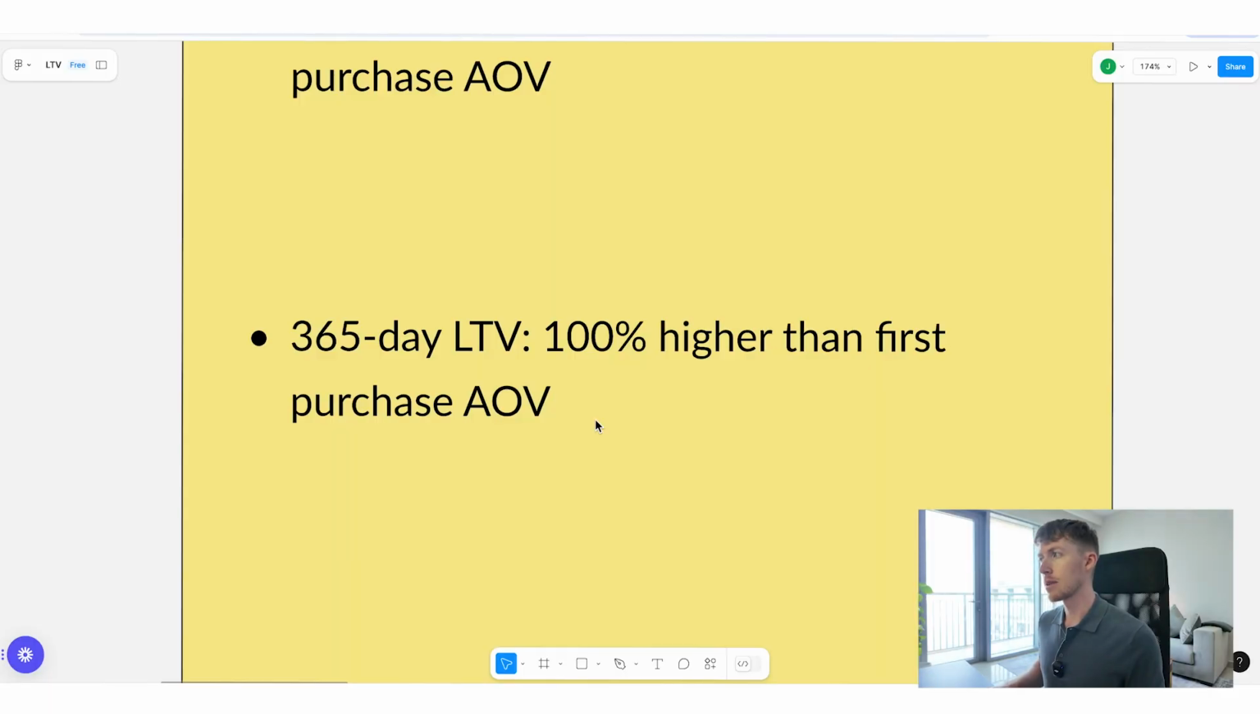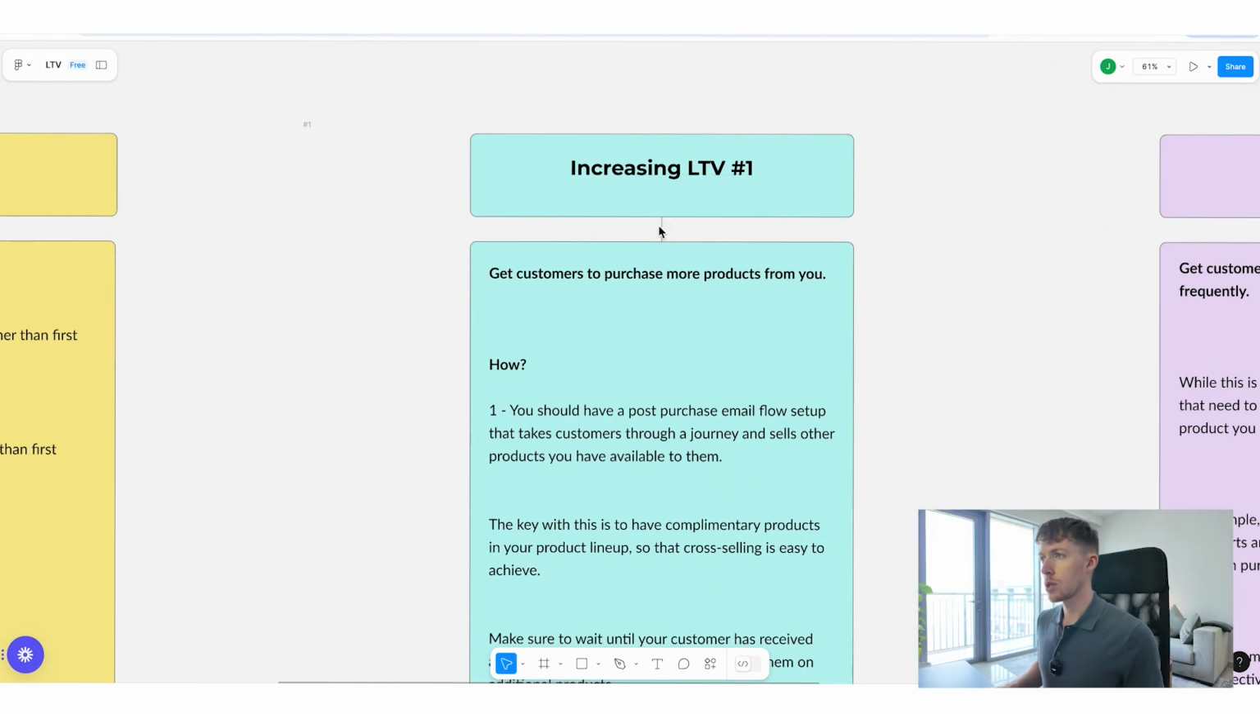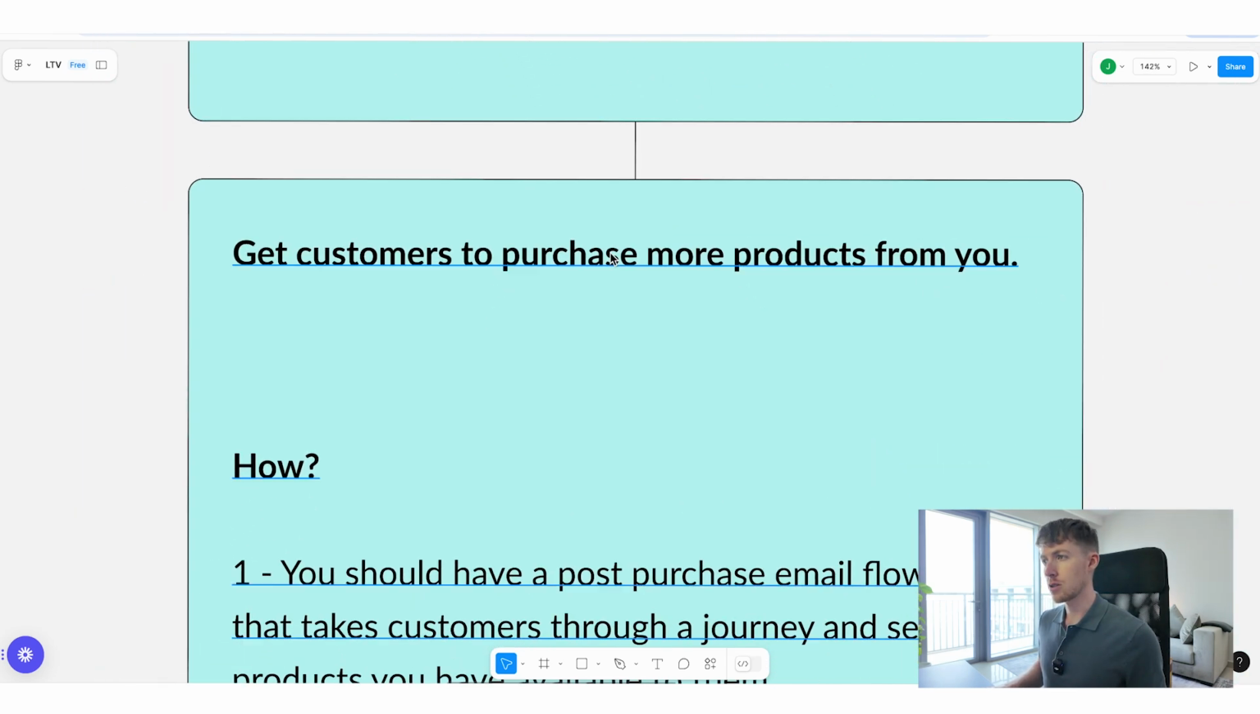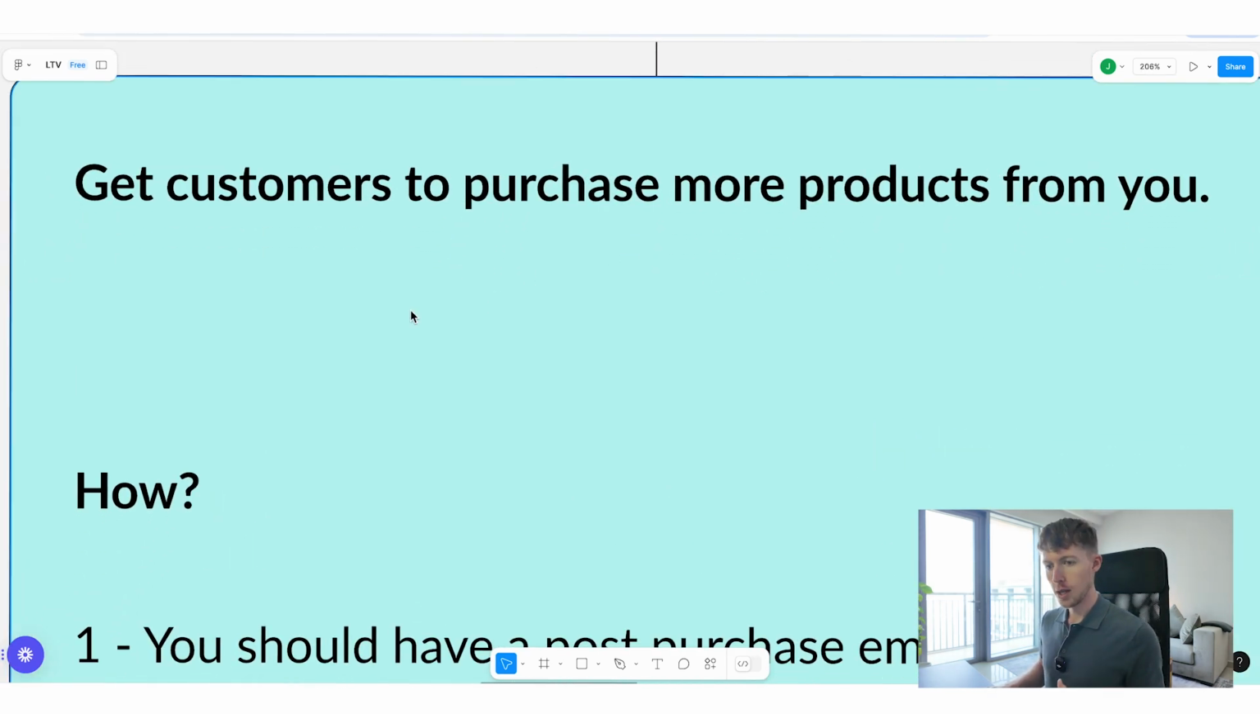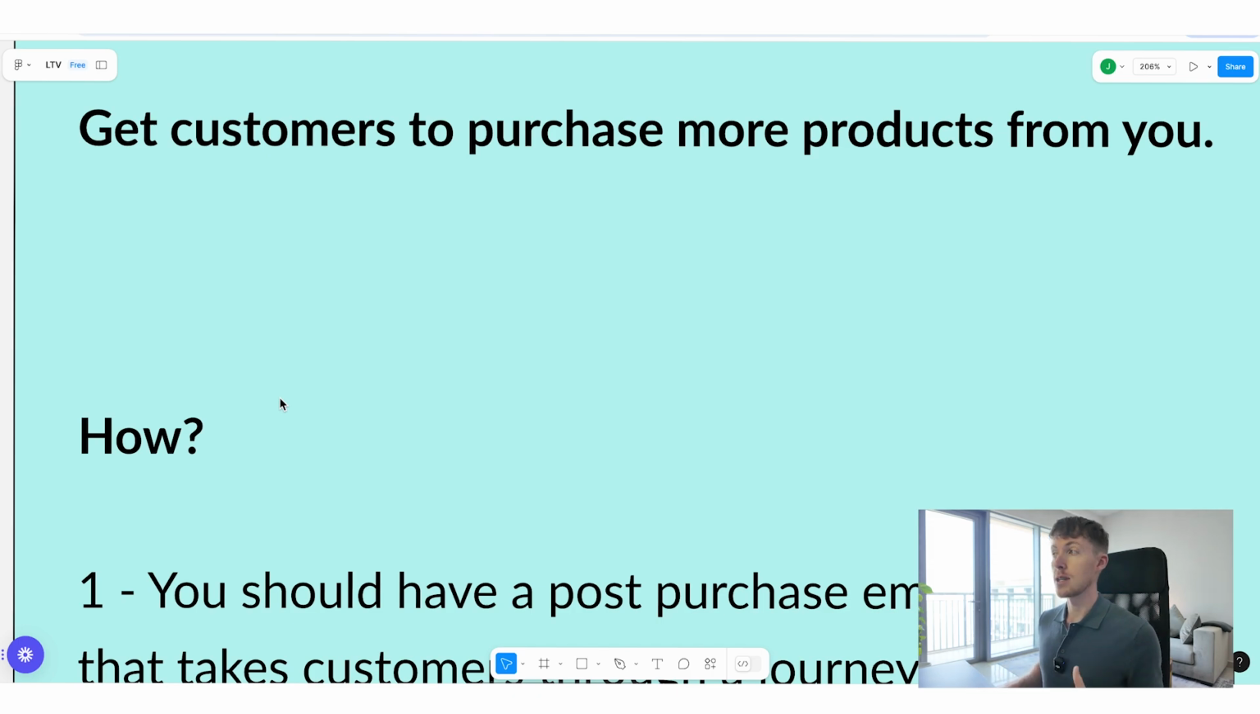So with that said, let's dive into the ways that we can actually increase LTV. So there are 3 different ways. The first one is get customers to purchase more products from you. Sounds very simple, but the amount of businesses that don't do this is very, very surprising.